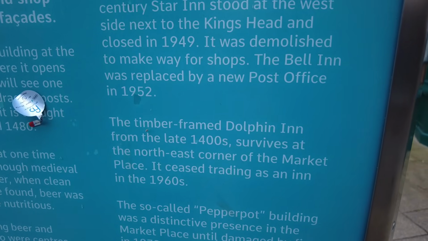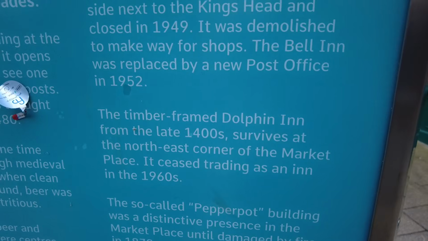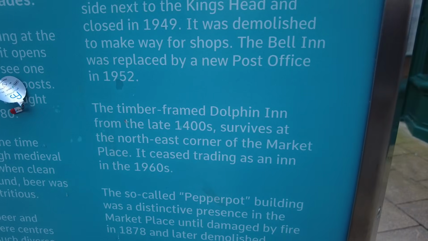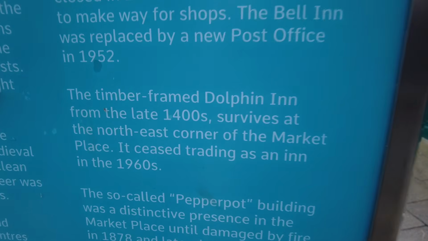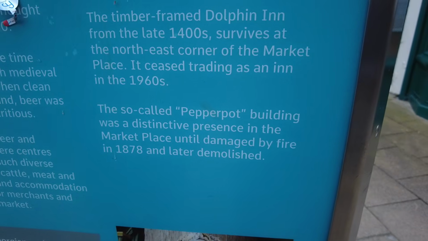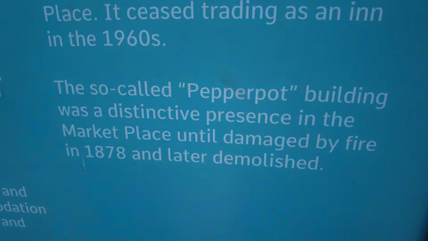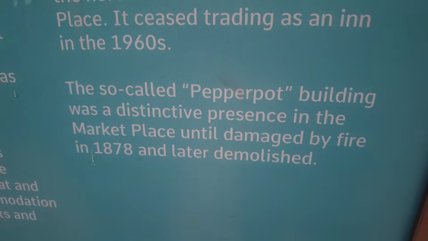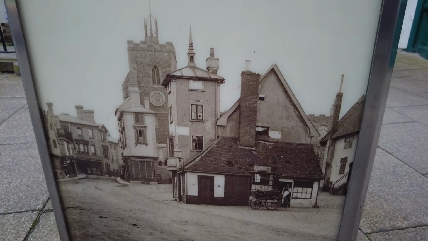The timber frame Dolphin Inn from the late 1400s survives at the northeast corner of the market, and it was an inn up to the 1960s. We'll finish up there probably in a few minutes. The Pepper Pot building was damaged by fire in 1878 and later demolished. There might be pictures over here, perhaps. There you go, down there, there's a picture of it.